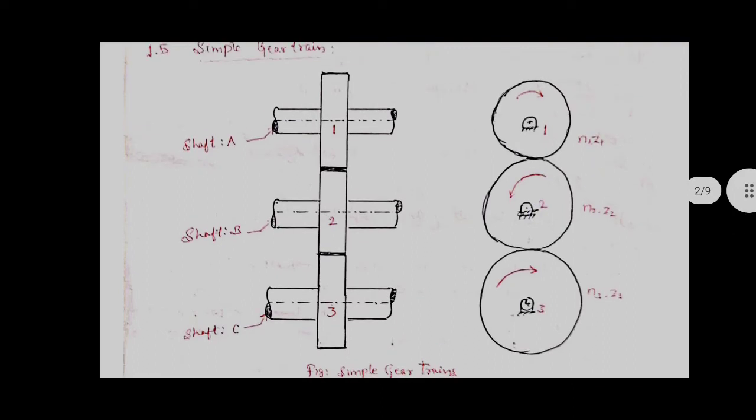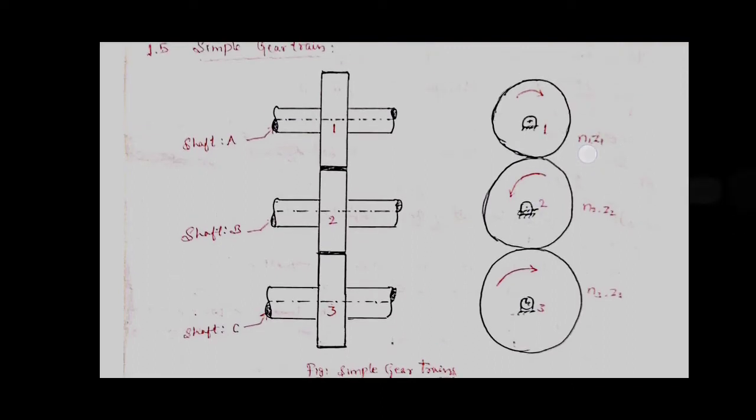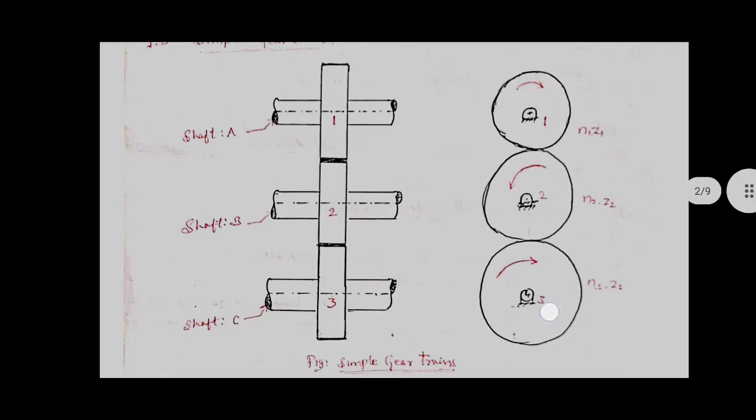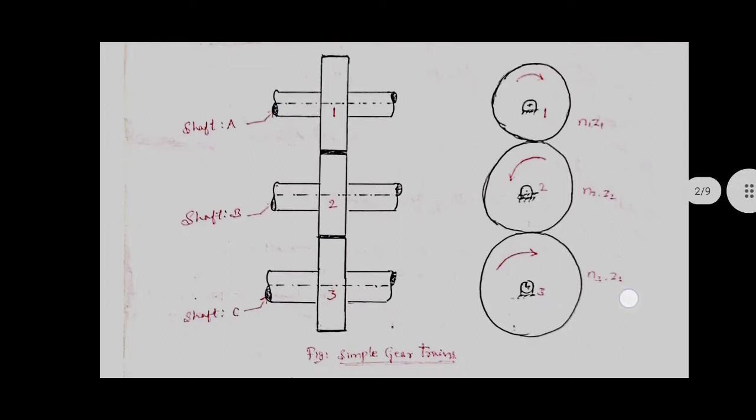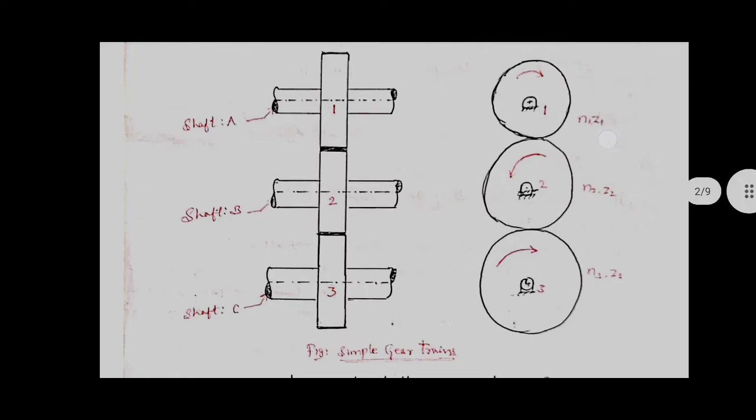You can see gear 1 has speed N1, gear 2 has speed N2, and gear 3 has speed N3. Gear 1 has the number of teeth Z1, gear 2 has Z2, and gear 3 has Z3. The number of teeth of the gears is represented by the term Z.